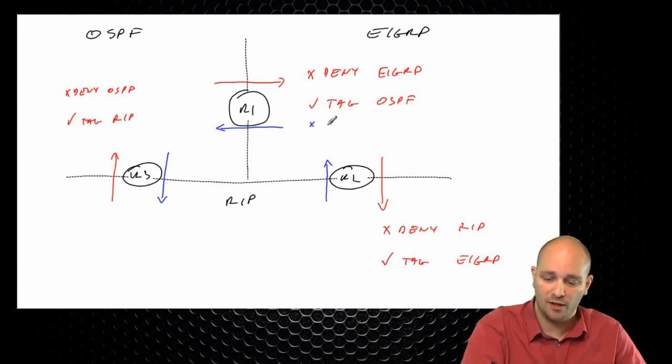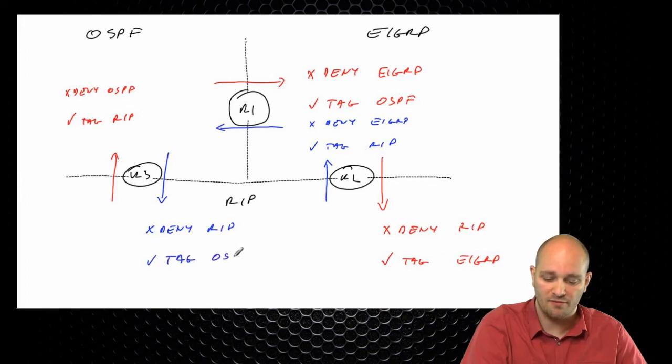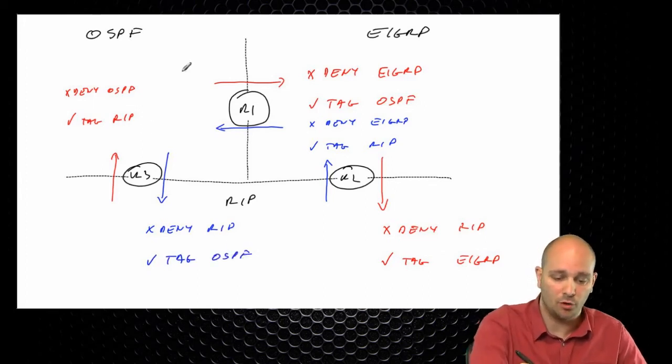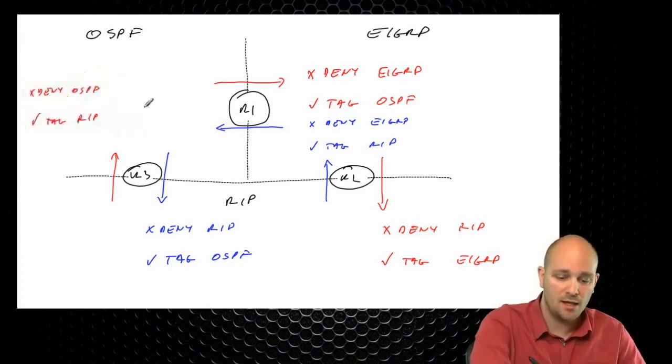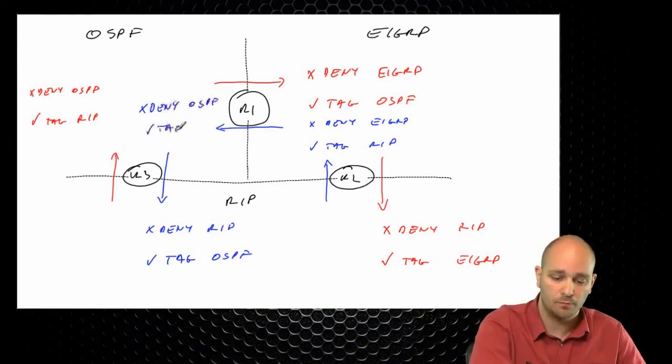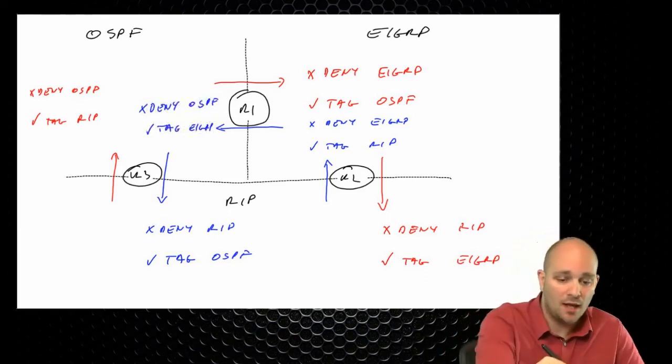So here I'm going to have deny EIGRP and tag everything else as RIP. So I'm going to have the same thing here, deny RIP and tag everything else as OSPF. And the logic that I'm going to implement on this side, so I just need a little bit more space here. So the logic that I'm going to implement here is going to be deny OSPF and tag everything as EIGRP. So this is the logic that I might implement. Now, let's see how this works.